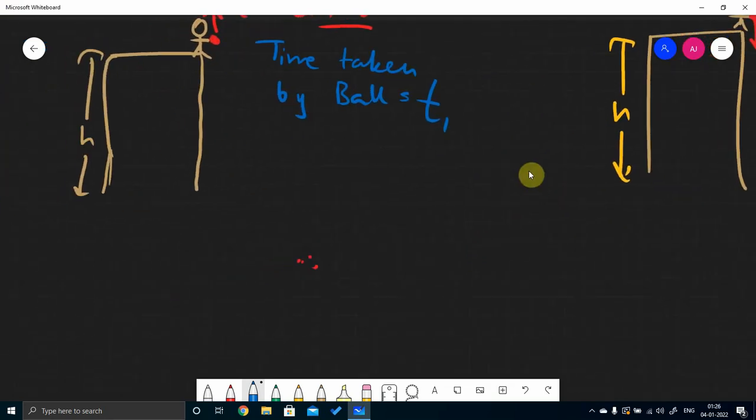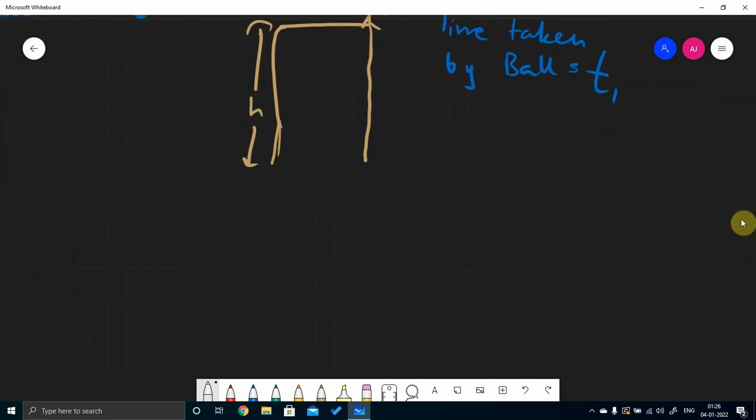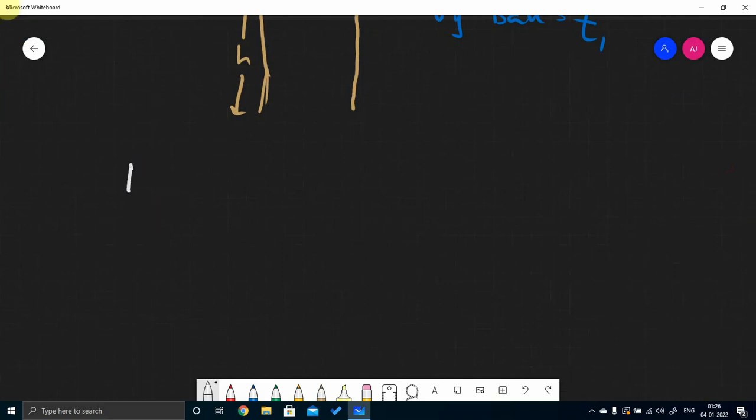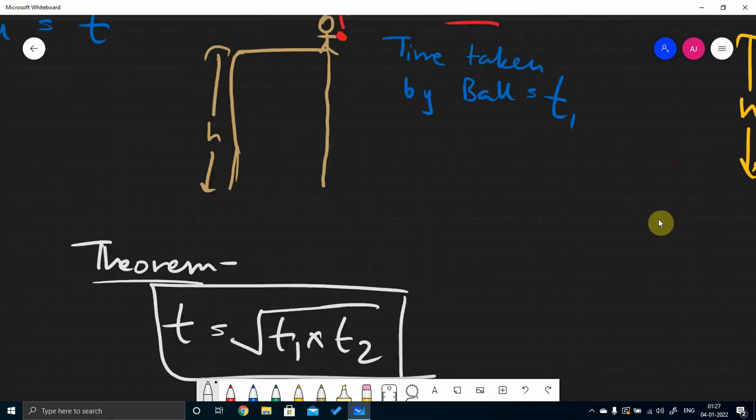Now what the theorem states, we'll be proving this theorem, and that will actually help us figure out every single thing at once. It will allow us to master this entire concept of one-dimensional motion at once. So the theorem is that t is equal to under root t1 times t2. So we have to prove this. So let's go ahead and get started.